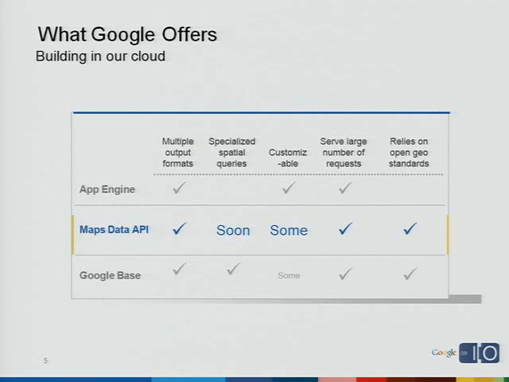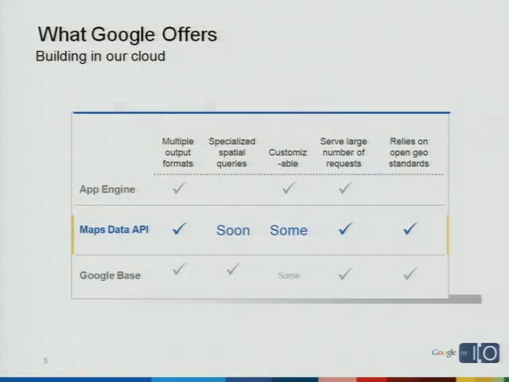So here's the handy dandy little matrix where you see I cleverly highlighted in blue the answer. But basically, we're going to talk about App Engine, the Google Maps Data API, and Google Base. I'm going to talk about the advantages and disadvantages of them, and you'll see that for the most part, we have very good coverage, and we're going to talk about some of the weaknesses as we go along as well.